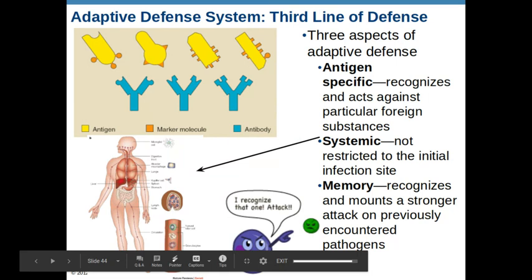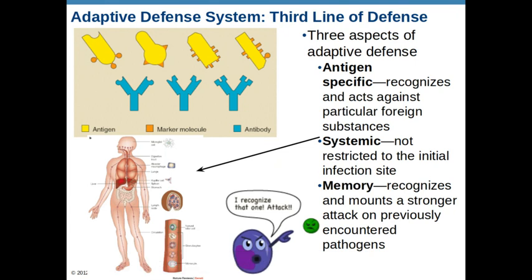This third line of defense, adaptive defense, basically, adaptive means that you're going to develop this over time as you live life. Innate, you are born with. Adaptive, you develop throughout your lifetime, okay? And the adaptive defense system is a bit different in a few ways.